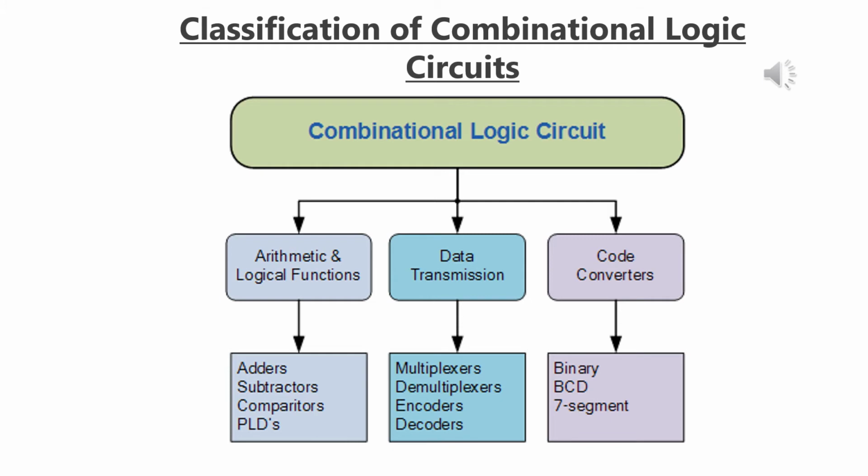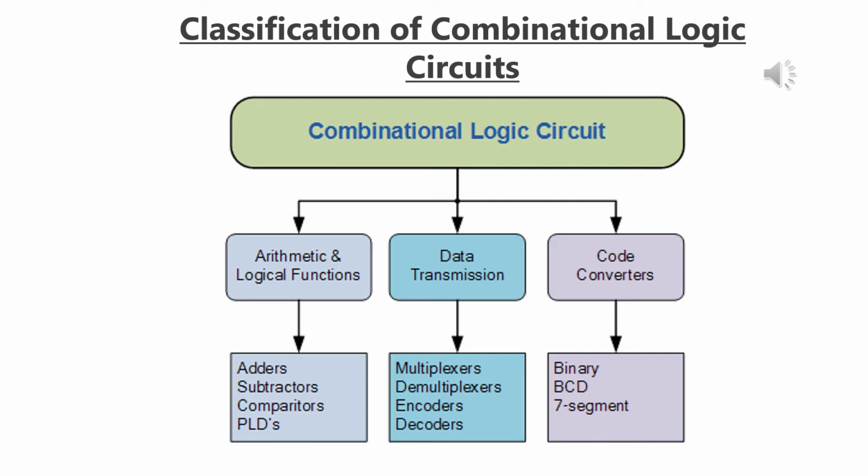See here, the classification of combinational logic circuits is discussed. So mainly we have three types of combinational logic circuits. The first one is arithmetic and logical functions. Second one is data transmission. And third one is code conversions.